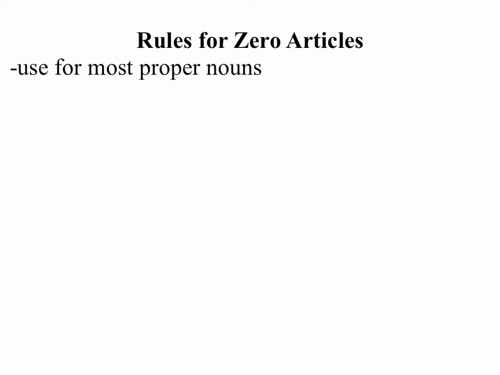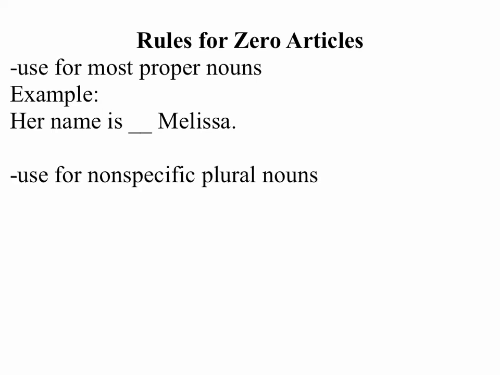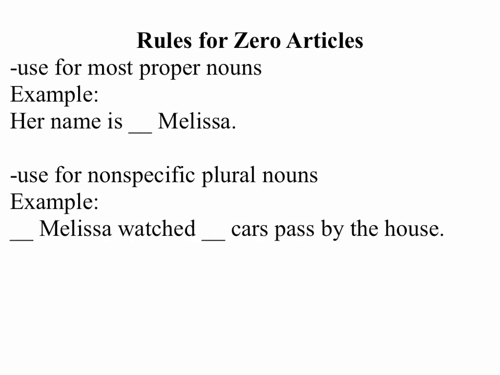The rules for zero articles: you are going to use them for most proper nouns, such as a person's name. Her name is Melissa. So no article before the name. Use for non-specific plural nouns. So Melissa, that's our proper noun, watched cars pass by the house. So that's a non-specific plural noun. They're just any cars.